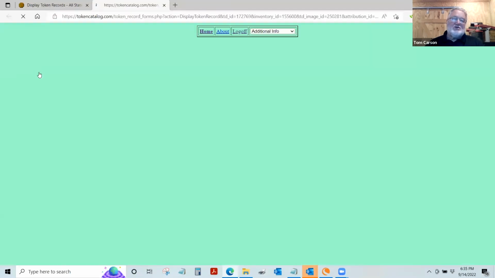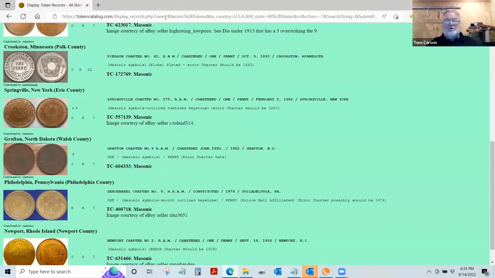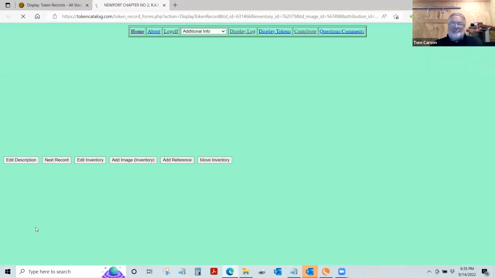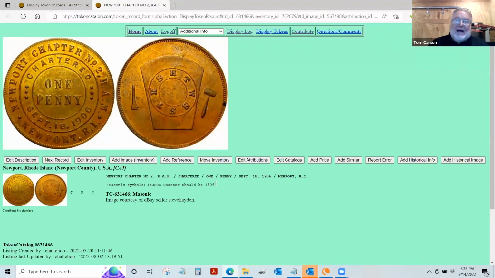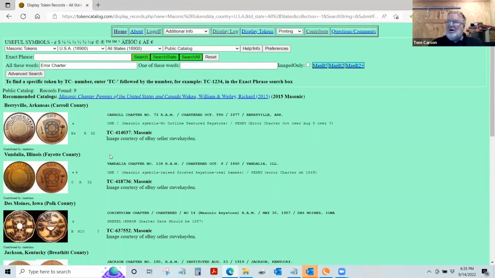This one's because of the mistake they made on the other penny. Crookston was chartered 10 years before that, but when they got the dies, the others were mixed up. And here's Newport, Rhode Island, 1906, which should have been 1806. That's all I'm going to do.